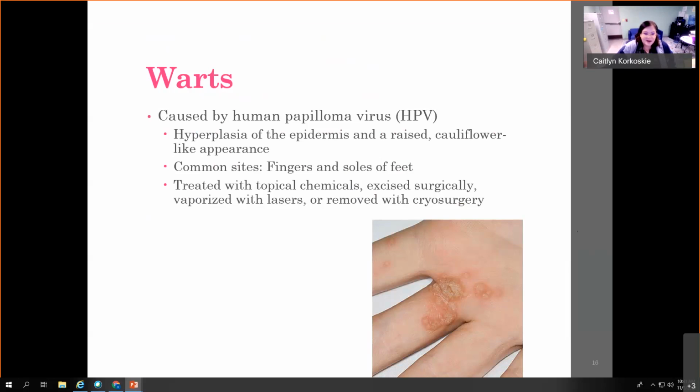But yeah, HPV will come as little raised, cauliflower-looking bumps. It usually happens on the fingers, in between the fingers and on the feet. This is one that grows in an area where moisture is trapped, but mostly in hands and feet. They will usually treat this with different topical creams. Sometimes they will remove them surgically, using a scalpel or blade to cut off the warts. Sometimes they do cryosurgery, where they use liquid nitrogen to freeze them off.